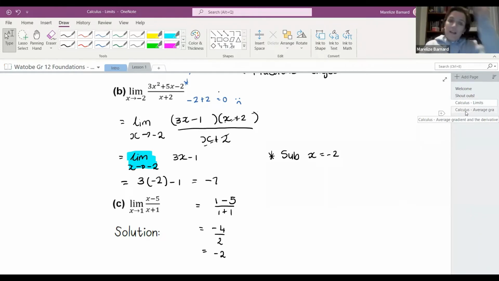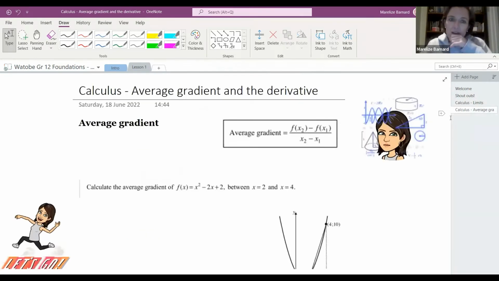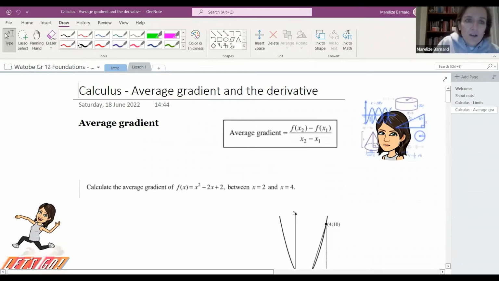Okay, so that's the one idea we need when we do calculus, and we kind of need to keep that in the back of our minds. And the other one that we also know already, and maybe you didn't know it was called this, or maybe it's the first time you see it being shown like this, is the average gradient.